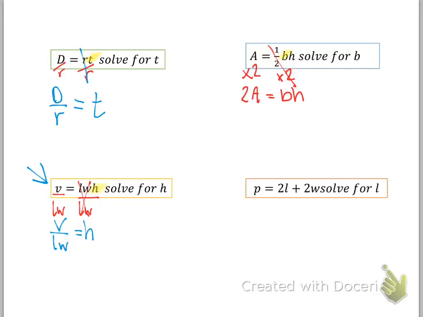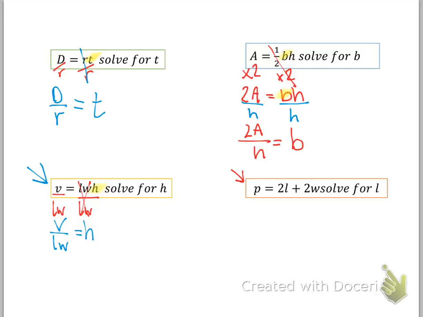Now I'm still trying to get the base alone. Opposite of multiplying by the height is dividing by the height. That gives me 2a divided by h equals b. That one was a little tricky. Why don't you try the next one in brown? Give it a go on your own.